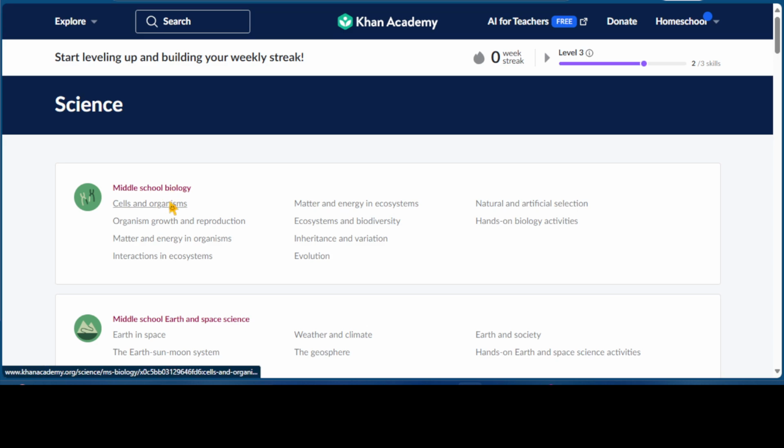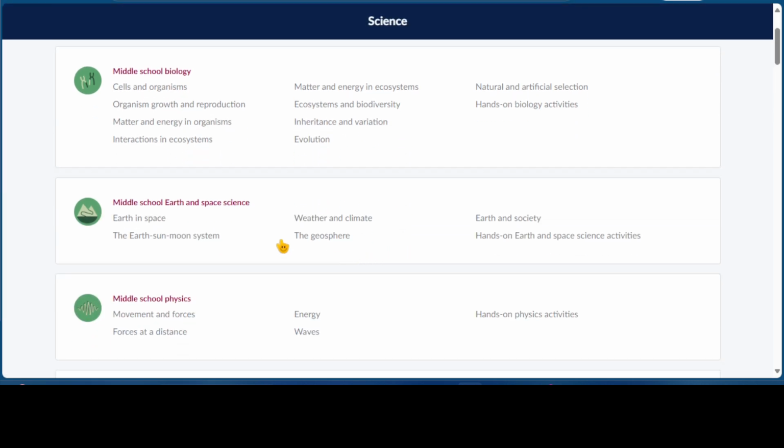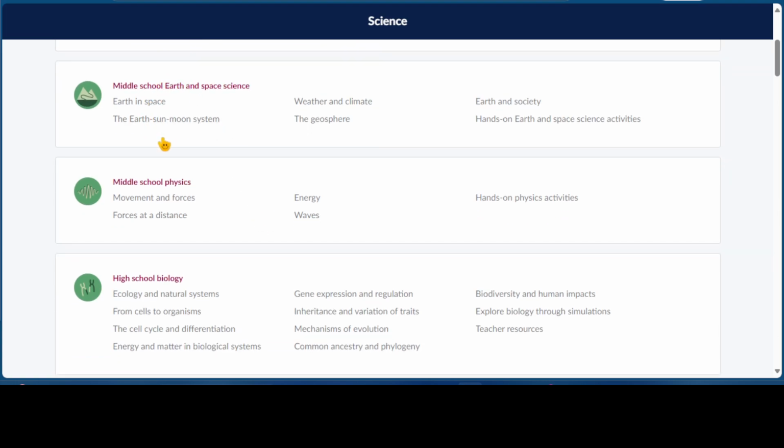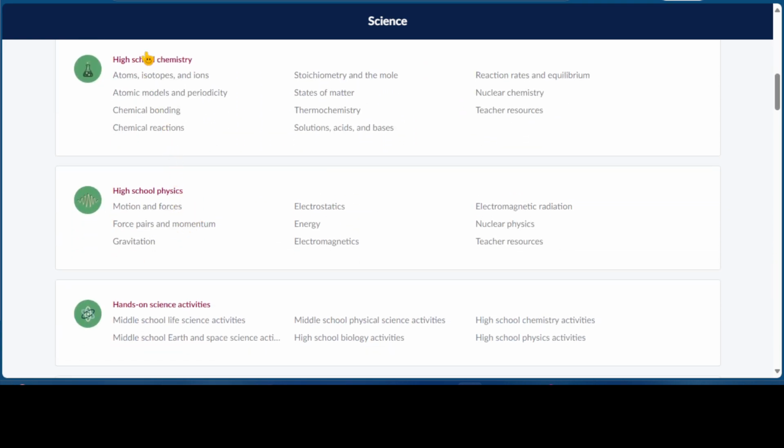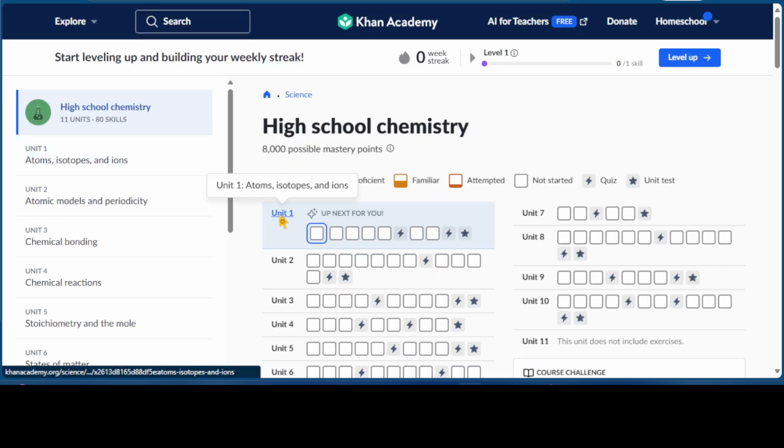So for middle school biology, here are the topics your student or your child would learn, and so on and so forth. So you can see just about how long the course is, like how many units are there, and see if it's a quick course or not so quick, and so on and so forth. So definitely let's head on over to high school chemistry and take a look here.